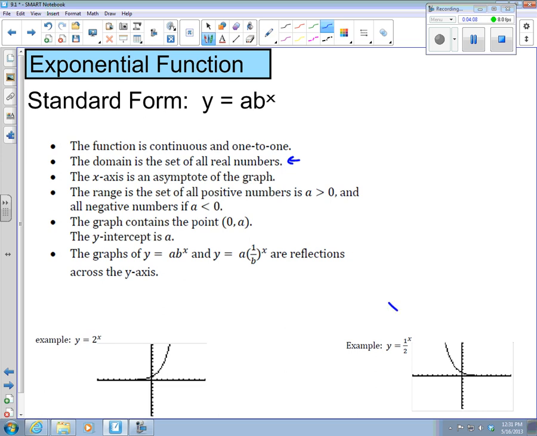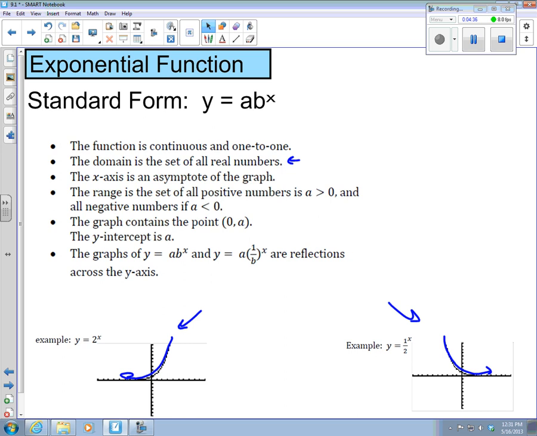If you look at these two graphs down here, these are two exponential functions. One's growth and one's decay, and we'll talk about that a little bit. As this graph comes down here, it will not cross the x-axis. And this one over here, it's coming down as x increases. But once again, it doesn't cross the x-axis. That's always going to be an asymptote for your graph.